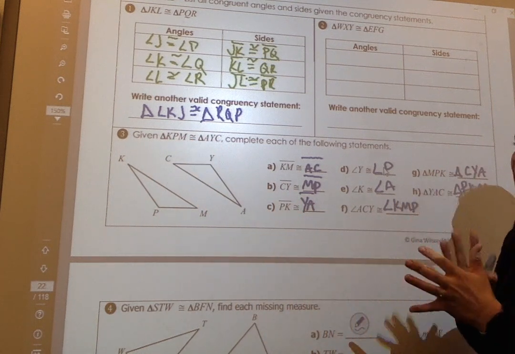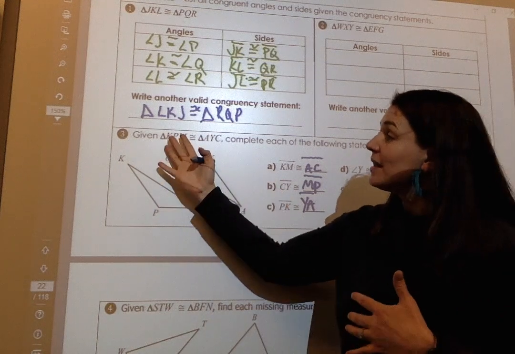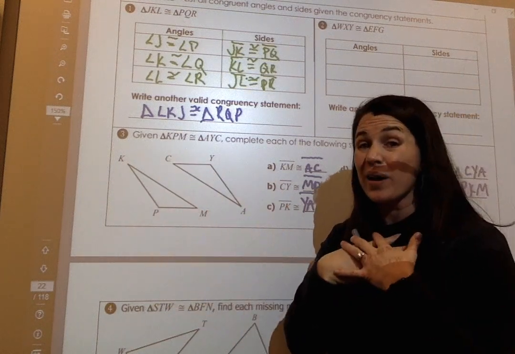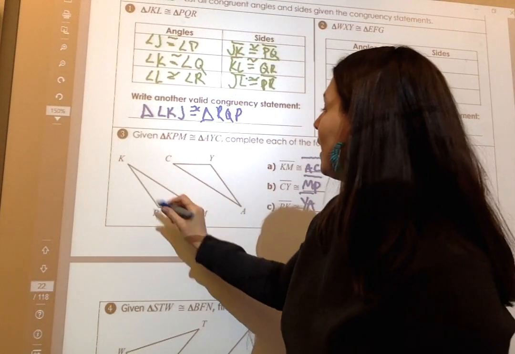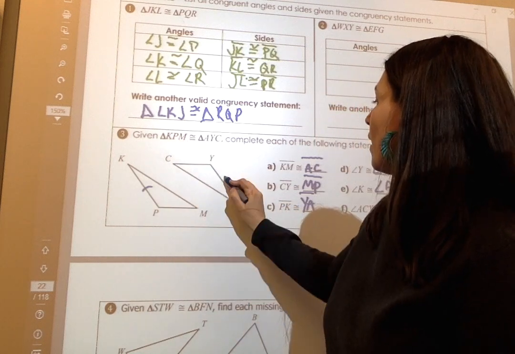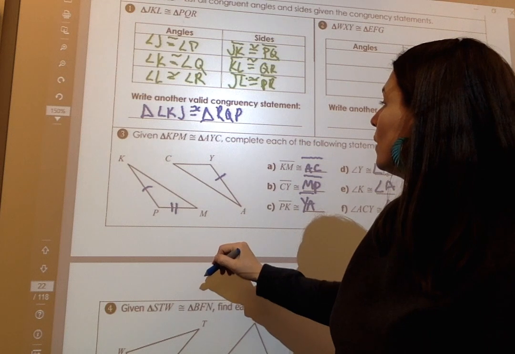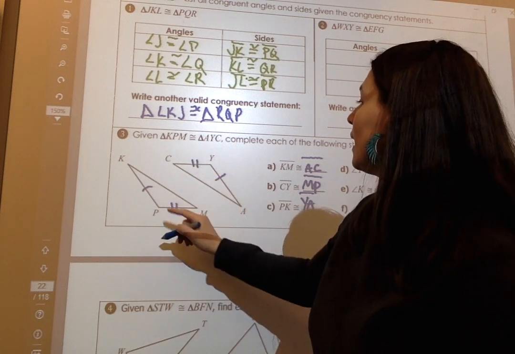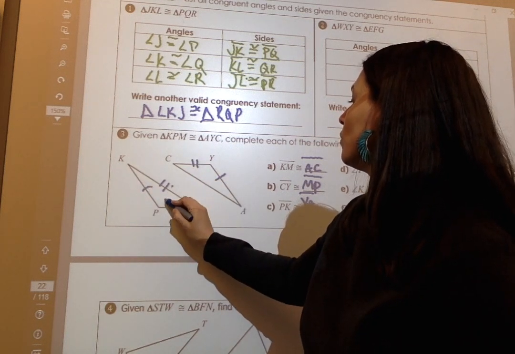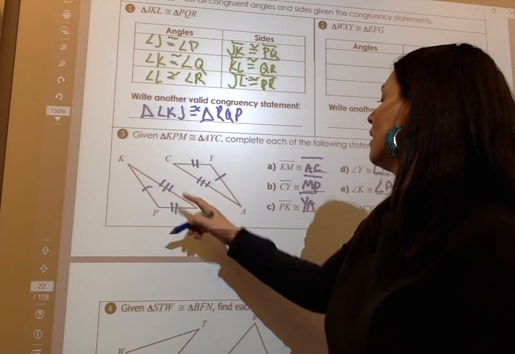All I'm saying is I can't mess that up. Now, because this given statement has pictures, I'm going to go ahead and put that in there. I'm going to say that KP is congruent to AY. I'm going to say that PM is congruent to YC. And I'm going to see that KM, 1, 2, 3, is congruent to CA.